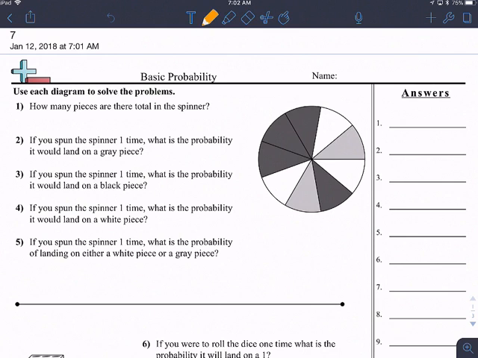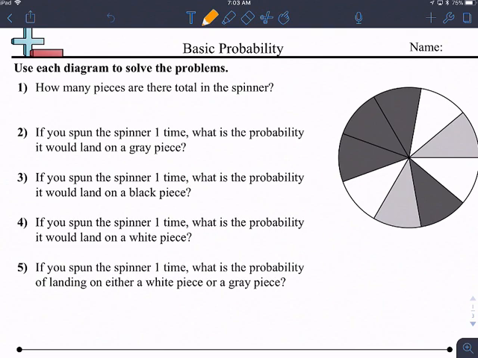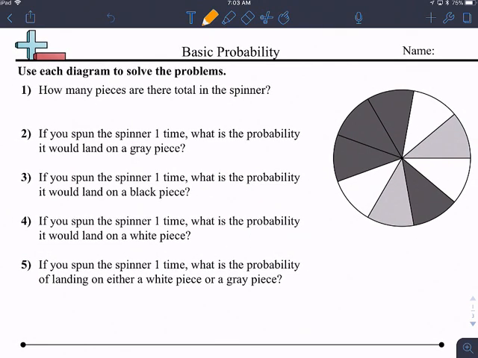This is a video of some basic probability problems that we're going to go over. So we're going to start with the first one, which is the spinner. And it says use each diagram to solve the problems. So number one, how many pieces are there total in the spinner? This is always one of the first problems that you should find out when you're working on any probability problem, whether it is asked specifically or not. So we have 1, 2, 3, 4, 5, 6, 7, 8, 9 pieces total in the spinner.